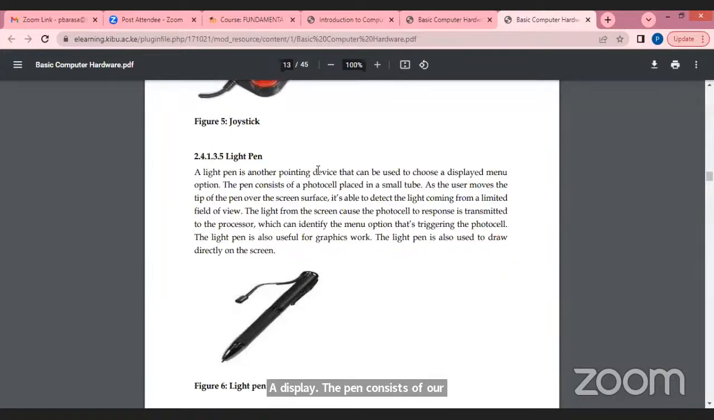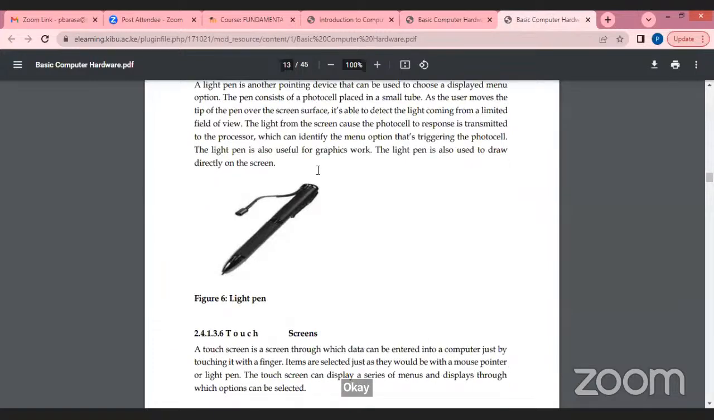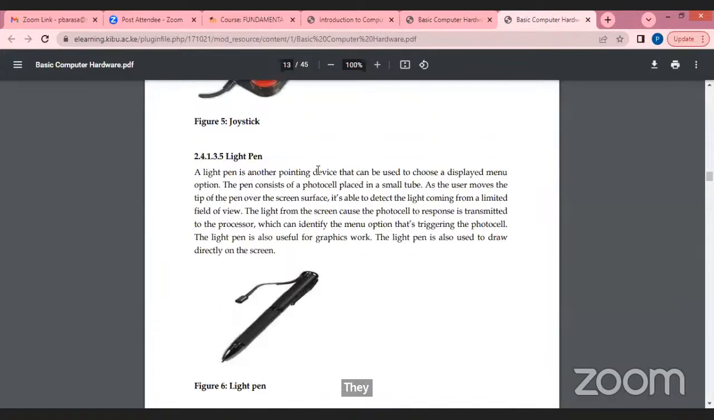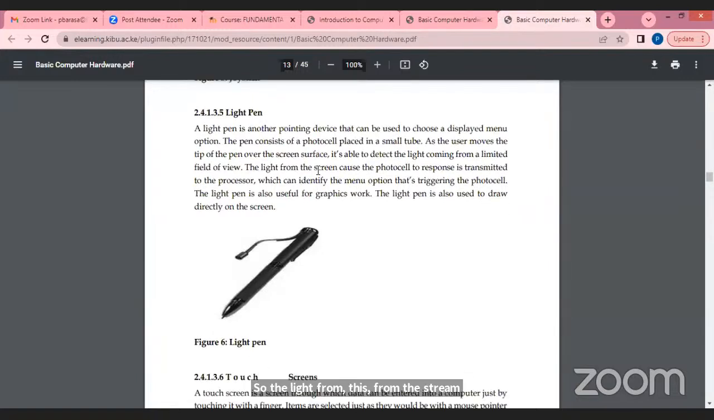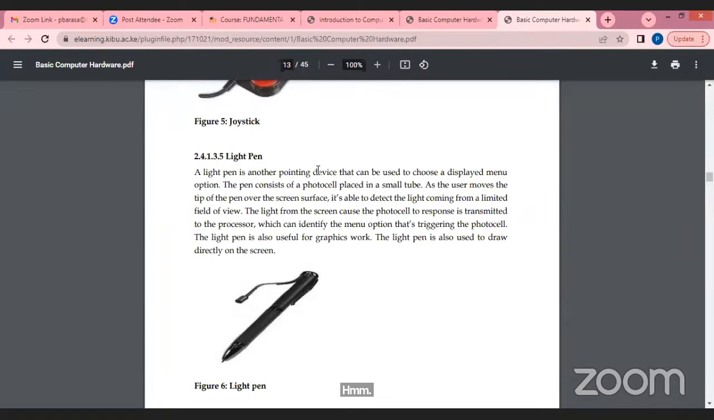The light pen is also useful for graphics work. It is also used to draw directly on the screen. So that's the light pen. There are phones that have that feature where you can write, you can sign, you can type. So the light pen can also be used on our computers and on our smartphones.